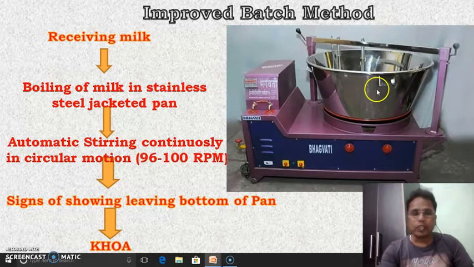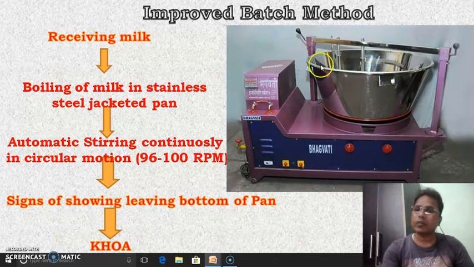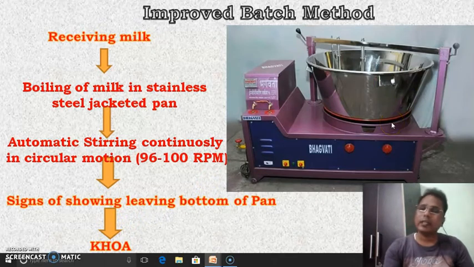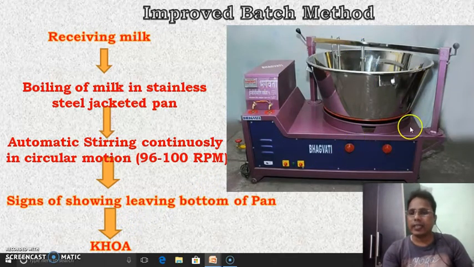When the continuous heating is provided, this pan moves. As a result, the maximum moisture gets evaporated from this pan, and it rotates around 96 to 100 rotations per minute. And again, the last sign of the khoa is that it shows the leaving of the bottom. When the khoa shows the signs of leaving the bottom, we can say that the khoa is now ready. So the final product is the khoa. It is quite similar to the traditional method. Just in this, an equipment, the surface scraper, is used for the preparation of the khoa.